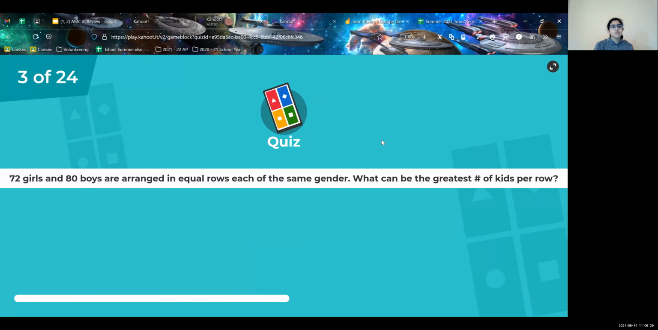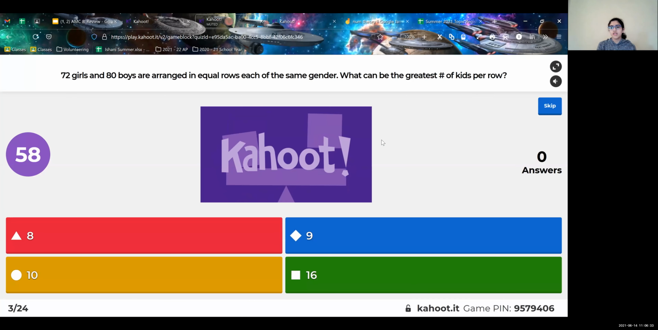So 72 girls and 80 boys are arranged in equal rows of the same gender. What can be the greatest number of kids per row? By equal rows, it means that there are an equal number of people per row. So as I said earlier, figure out what you're solving and how you will solve it. Don't just think in your head, well, I use LCM, well, I use GCF, well, I use a combination of these.